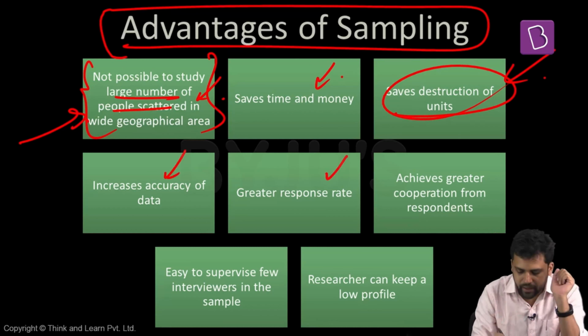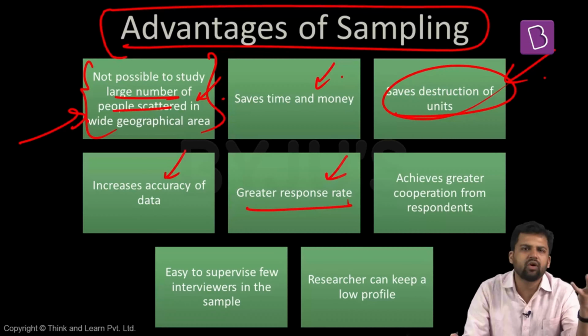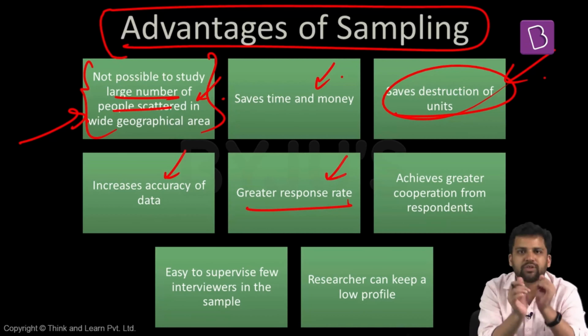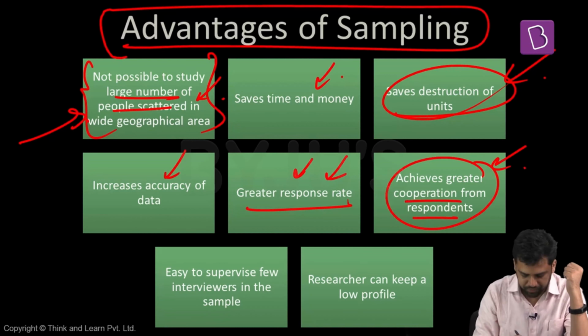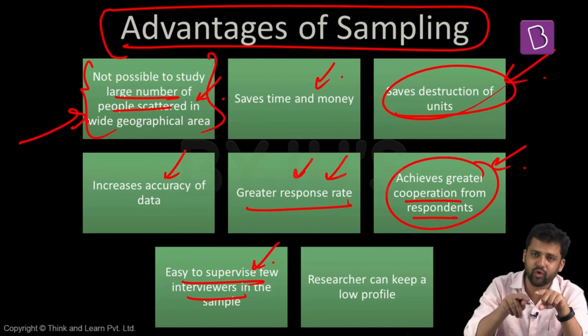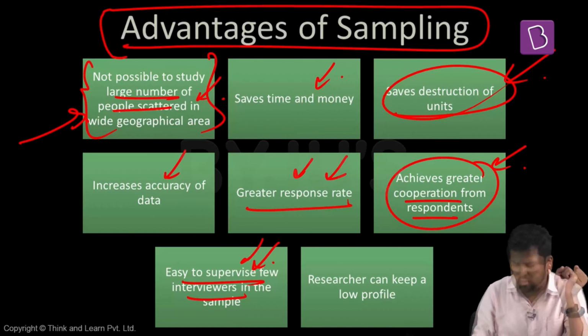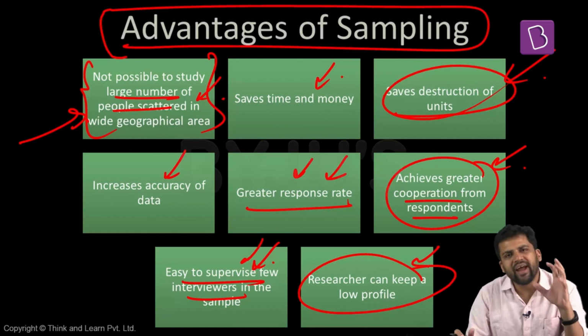Data accuracy will be high. The response rate will also be high. If you are trying to study the entire population, the response rate will not be that high. But here, you just take one sample, so you are basically focusing your energy on a limited number of respondents. So the response rate is definitely going to be better. Better cooperation can be there from respondents. It is easy to supervise few interviewers. If you are going for a pan-India survey, there will be so many interviewers that it will be difficult to supervise. If you are focusing on a sample, this can be easier. Also, the researcher can maintain a low profile in these methods. So these are the advantages of sampling.